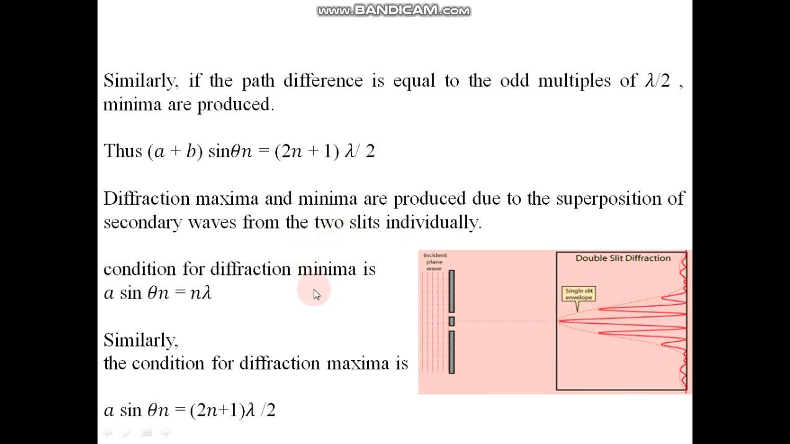The diffraction maxima and minima are produced due to the superposition of secondary waves from the two slits individually. So the condition for diffraction minima is a sin theta n is equal to n lambda, and diffraction maxima is a sin theta n is equal to (2n plus 1) into lambda by 2.